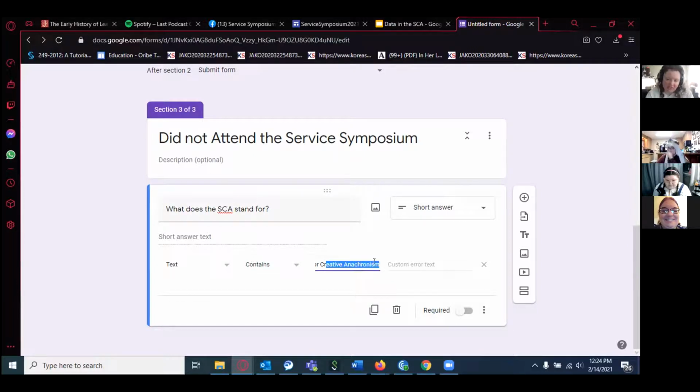Society for Creative Anachronism. And so anyone who fills out this form, if they don't put in Society for Creative Anachronism, they can't actually continue on in the survey.